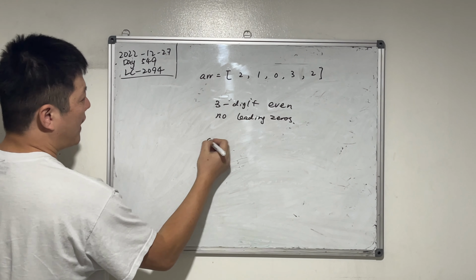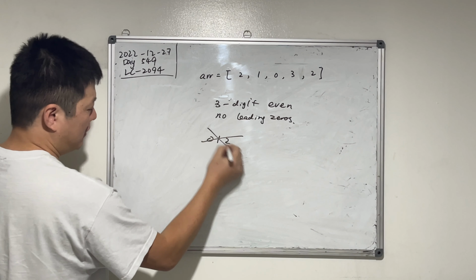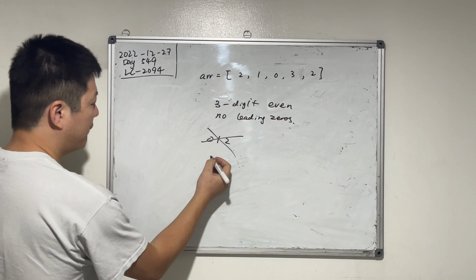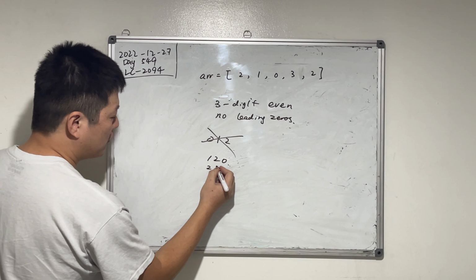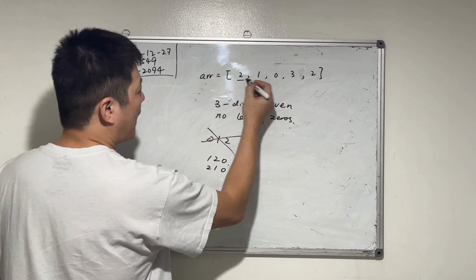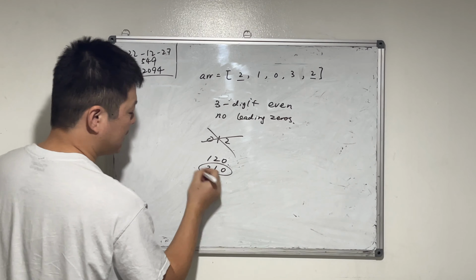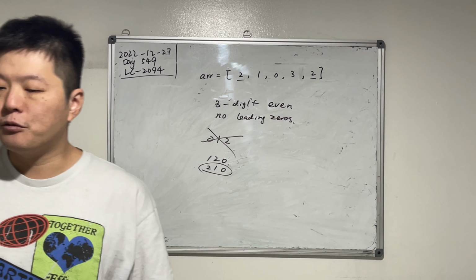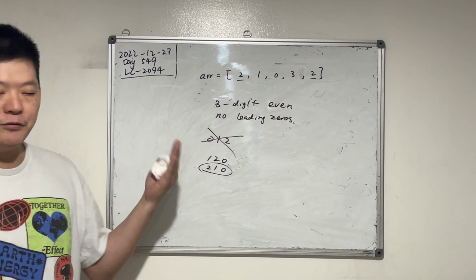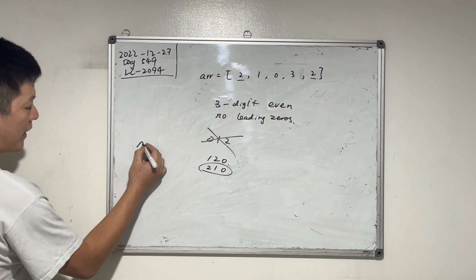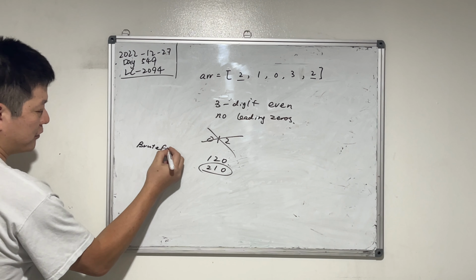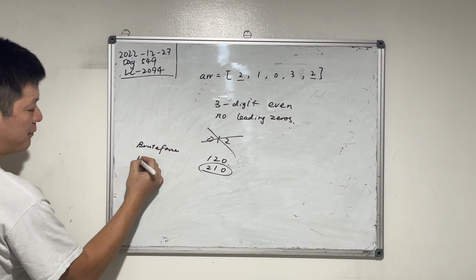So we can't have something like 0, 1, 2. This is not a good number, right? But we could have 1, 2, 0 or 2, 1, 0. And since there are two 2s, we only keep one copy of that, which is 2, 1, 0, okay? So we talk about the brute force. How do we brute force? We talk about permutation, right?